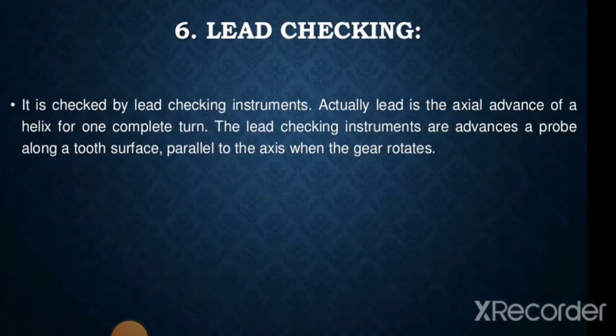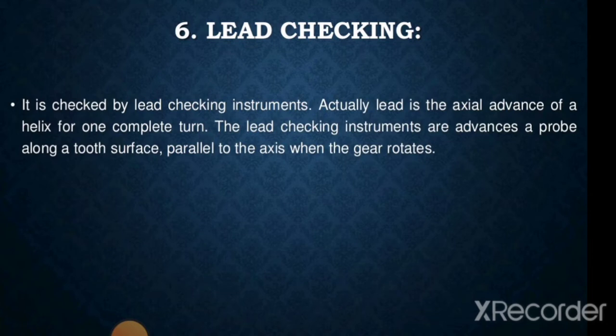Next one, lead checking. As we all know, lead is the axial advance of a helix for one complete turn, as in threads of cylindrical worms and teeth of helical gears. We have studied it in design of gears. Control of lead is necessary. Why is control of lead necessary? Because it ensures adequate contact across the face of the gear and pinion, so that there is proper mounting with axes parallel and in the same plane.